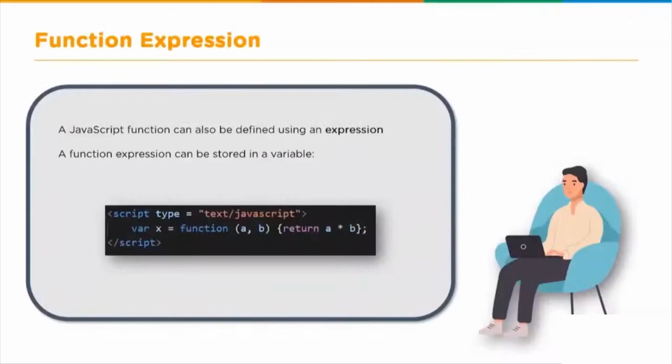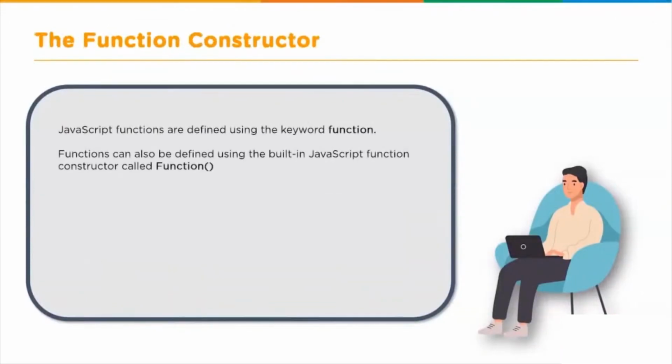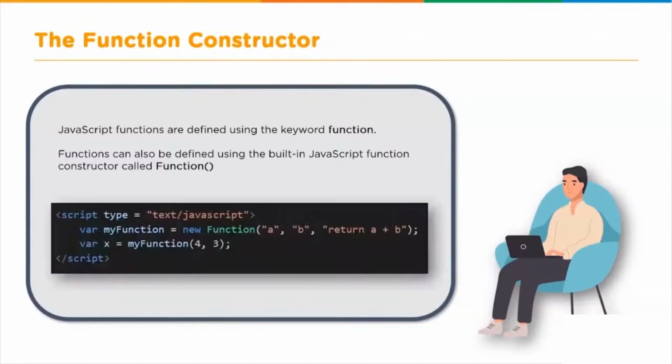Moving on to our next concept, function constructor. Now JavaScript functions are defined using the keyword function, right? Now functions can also be defined using a JavaScript built-in function. Now this is the basic syntax. So here we've created a function called myFunction, and we've used the keyword new. After which we've used the constructor function, and inside we provide the parameter list. After that, the return value. Next, you can call the function here, right?